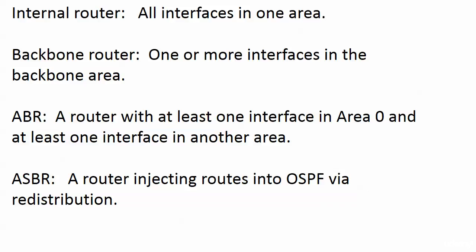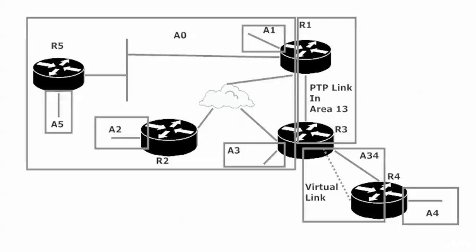So how many backbone routers do we have? One or more interfaces in the backbone area? Technically, we've got 5 because router 4 does have an interface in the backbone area. It is just a virtual interface. It's that virtual link.